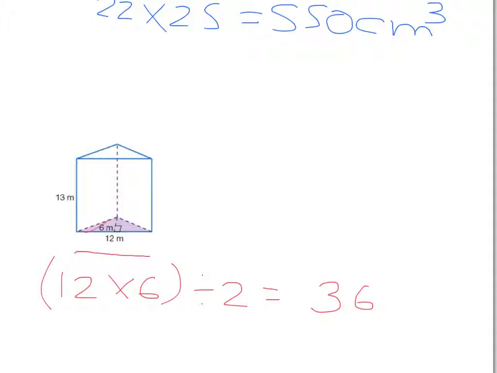So now you know what your base is, multiply it, going up here, times by 13, and I get equals 468. What was it? It was meters cubed. Okay, so you work out what your triangular base is and then multiply it by your height.